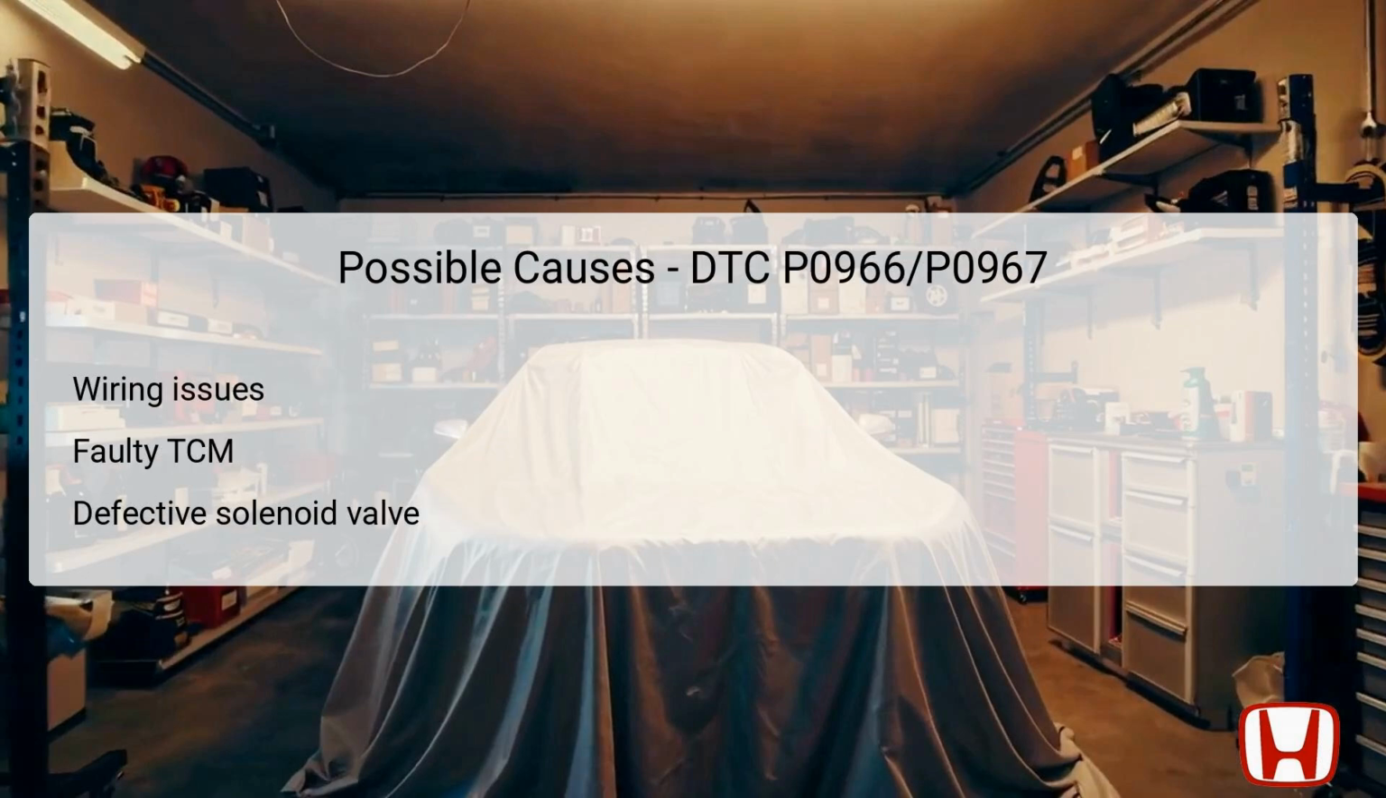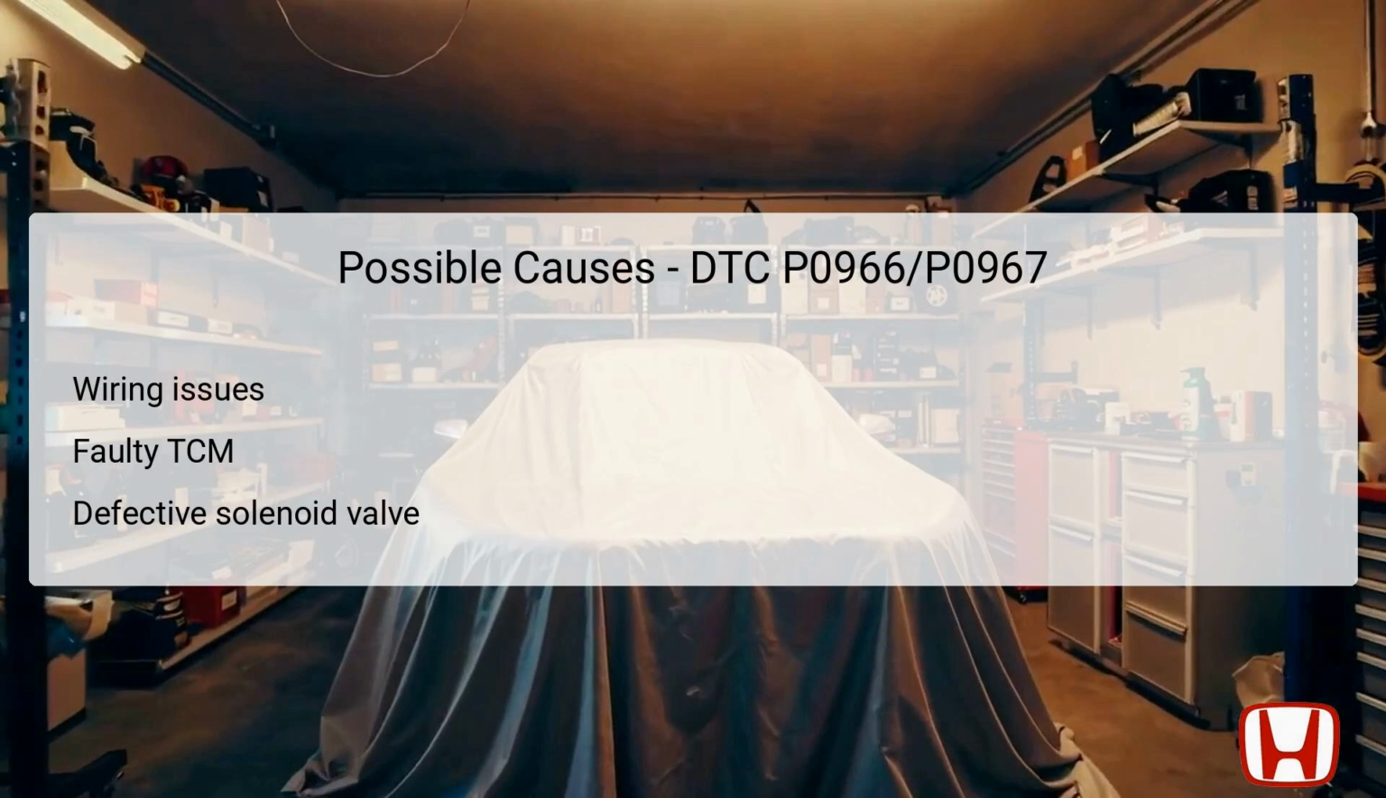Several possible causes can lead to the occurrence of DTC P0966 and P0967. Firstly, wiring issues often lead to faulty signals being sent to the TCM, which could result in either an open circuit or a short to ground. Secondly, a defective transmission control module, TCM, may also cause these error codes by misinterpreting the solenoid valve's operational status due to an internal failure.